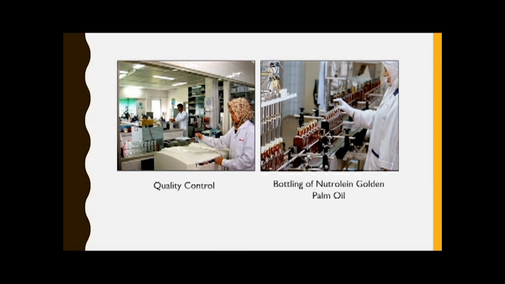The fifth step is quality control. Quality control is to enhance the quality of the oil that has been produced. The last step before the palm oil is distributed to the market is the bottling of the neutralene golden palm oil.